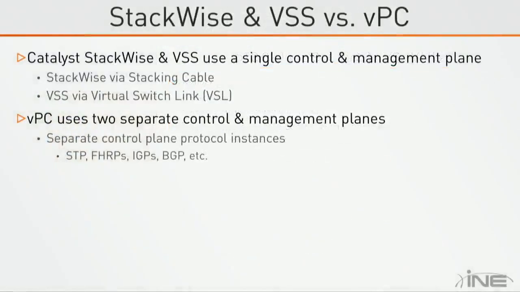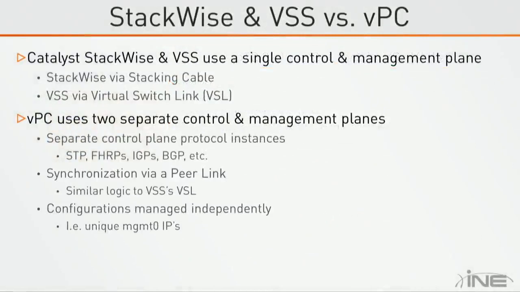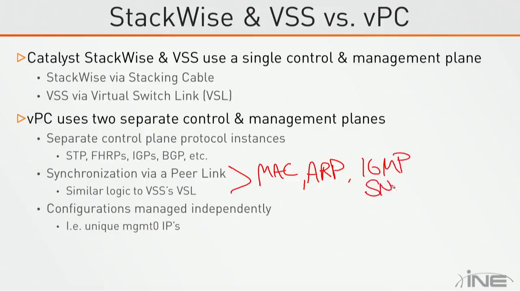Okay, so from a config point of view, it means that they're going to have separate IP addresses on their management 0 ports. But the synchronization is going to be the same logic as how VSS does it over the virtual switch link. In the case of VPC, we call this the peer link. But behind the scenes, what this is used to synchronize is basically going to be the MAC address table. It's going to be the ARP cache. It's going to be the IGMP snooping cache, okay, for layer 2 multicast.